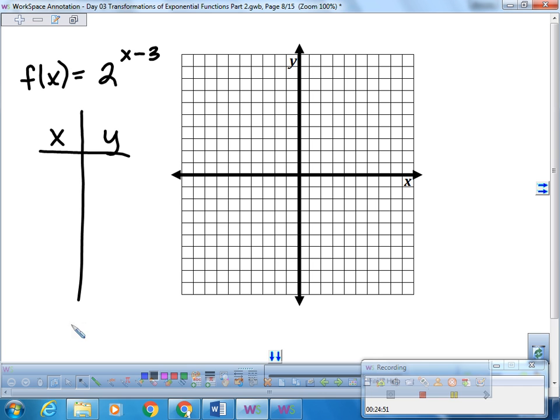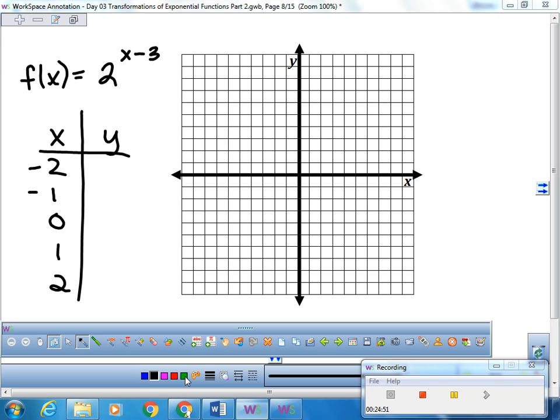Normally your table would start at 0. You'd go 1, 2, negative 1, negative 2, right? But when you start putting numbers in there, you start getting fractions, weird numbers, and you get frustrated. Okay, so this is what you need to do. You need to understand the transformation. So this transformation is to the right 3, right? So if I go over 1, 2, 3, that's your new 0.